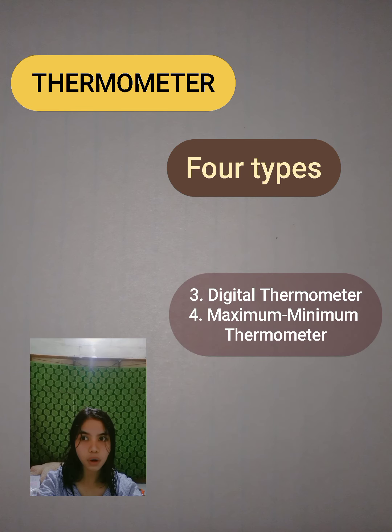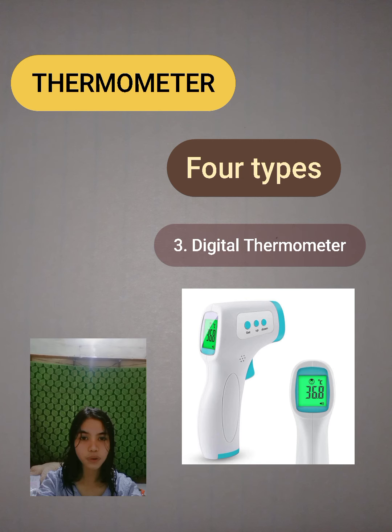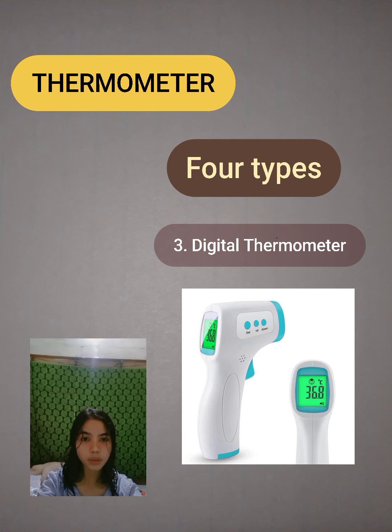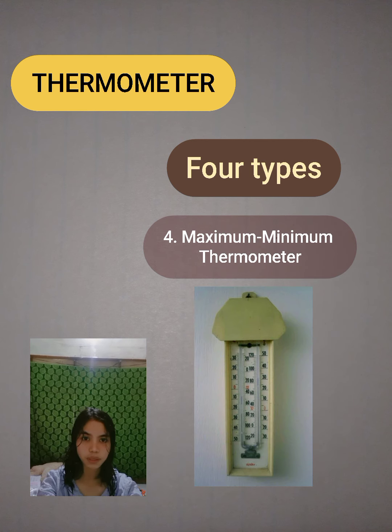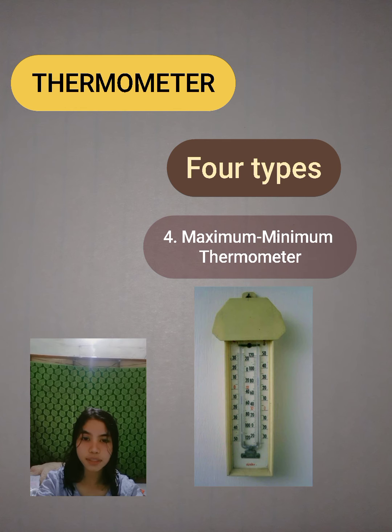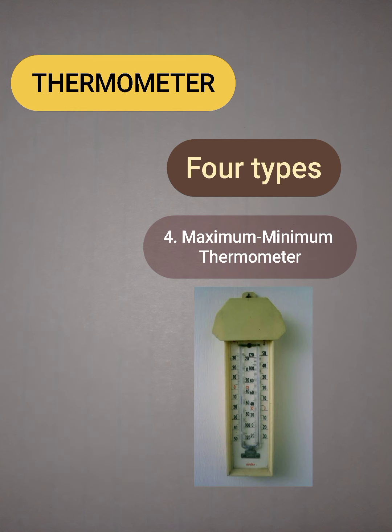There are two other thermometers, the digital thermometer and the maximum-minimum thermometer. In a digital thermometer, the reading of temperature is displayed digitally as in digital watches. This is safer because no mercury is used in this. It is important to note that mercury is a highly toxic substance. The maximum-minimum thermometer is used to measure daily temperature to prepare weather reports.